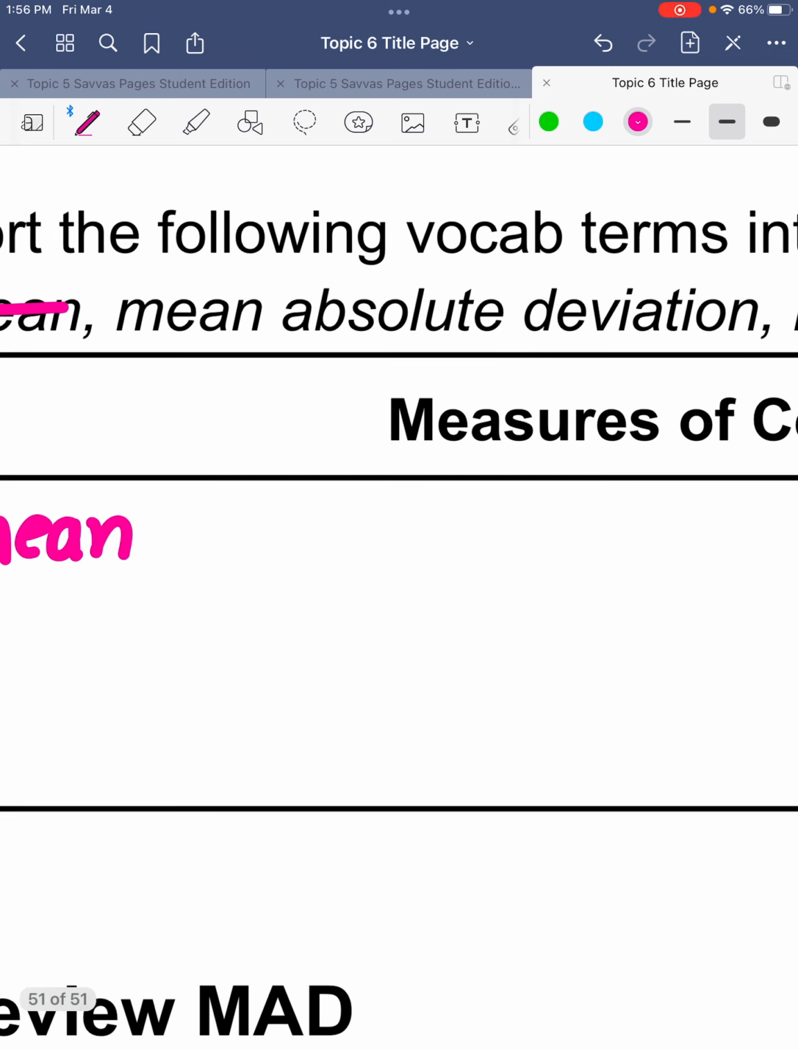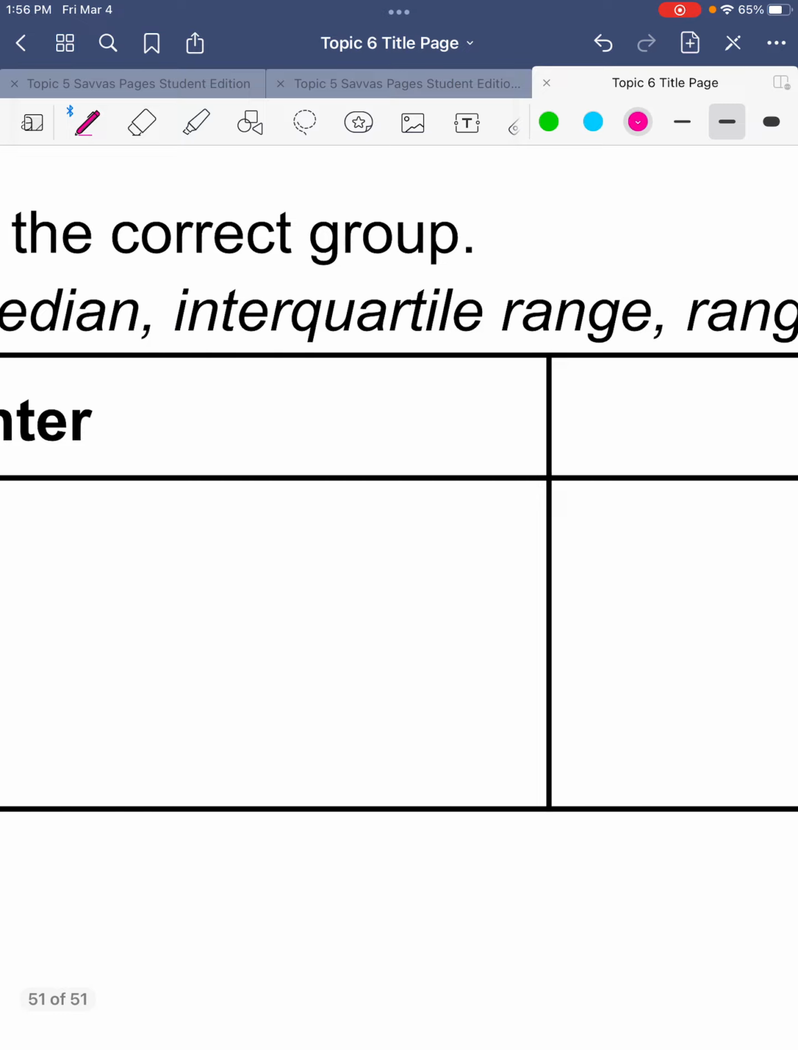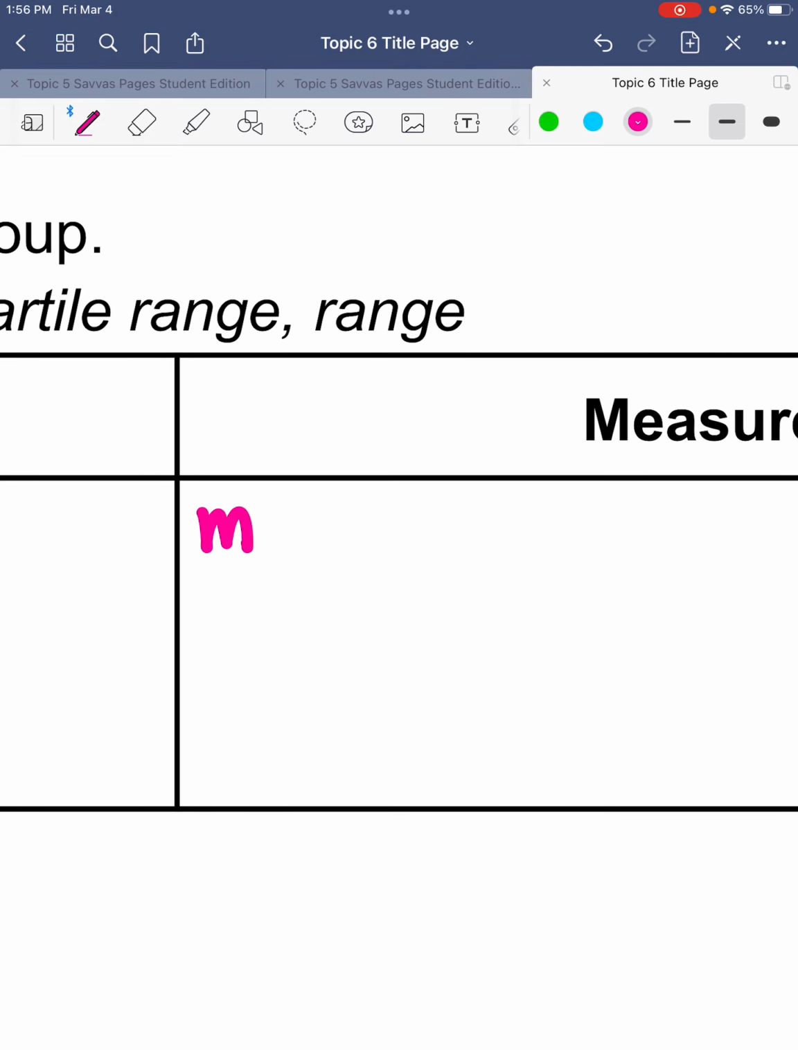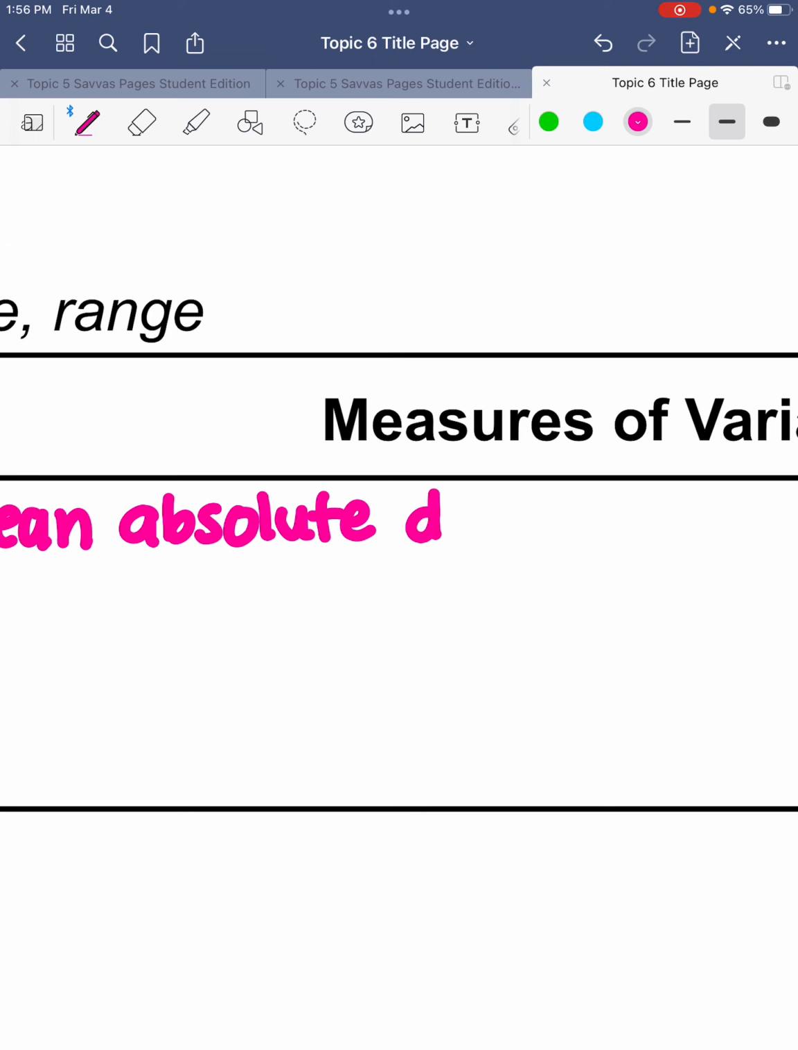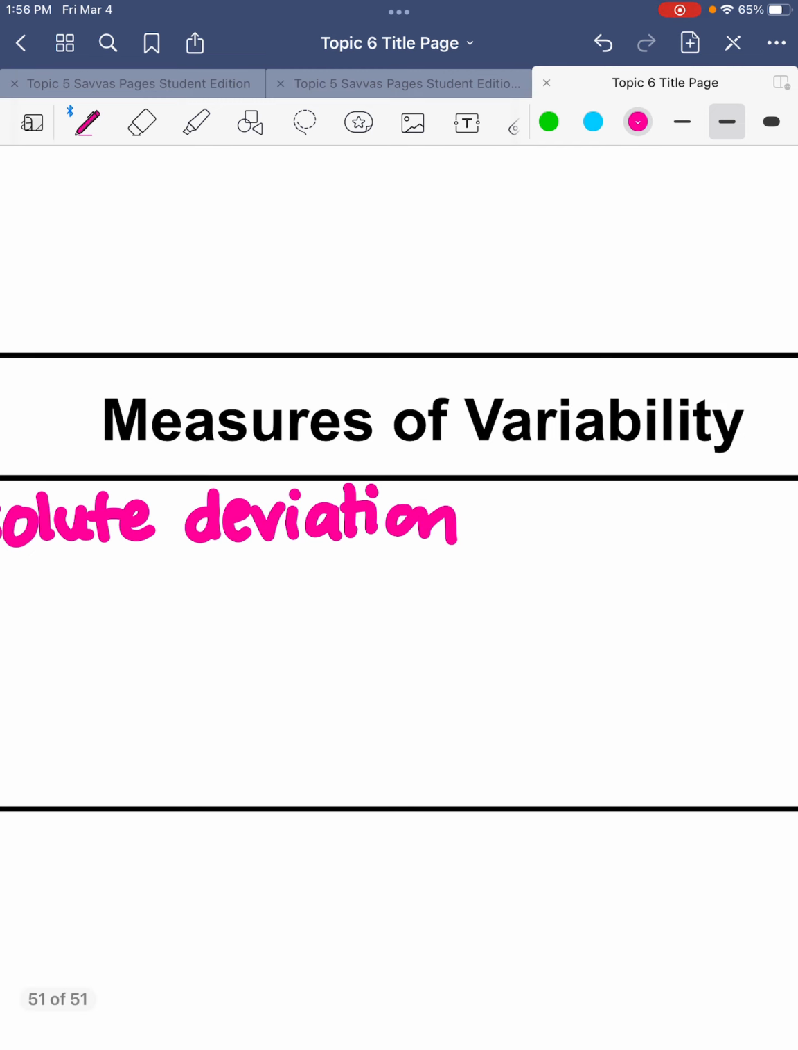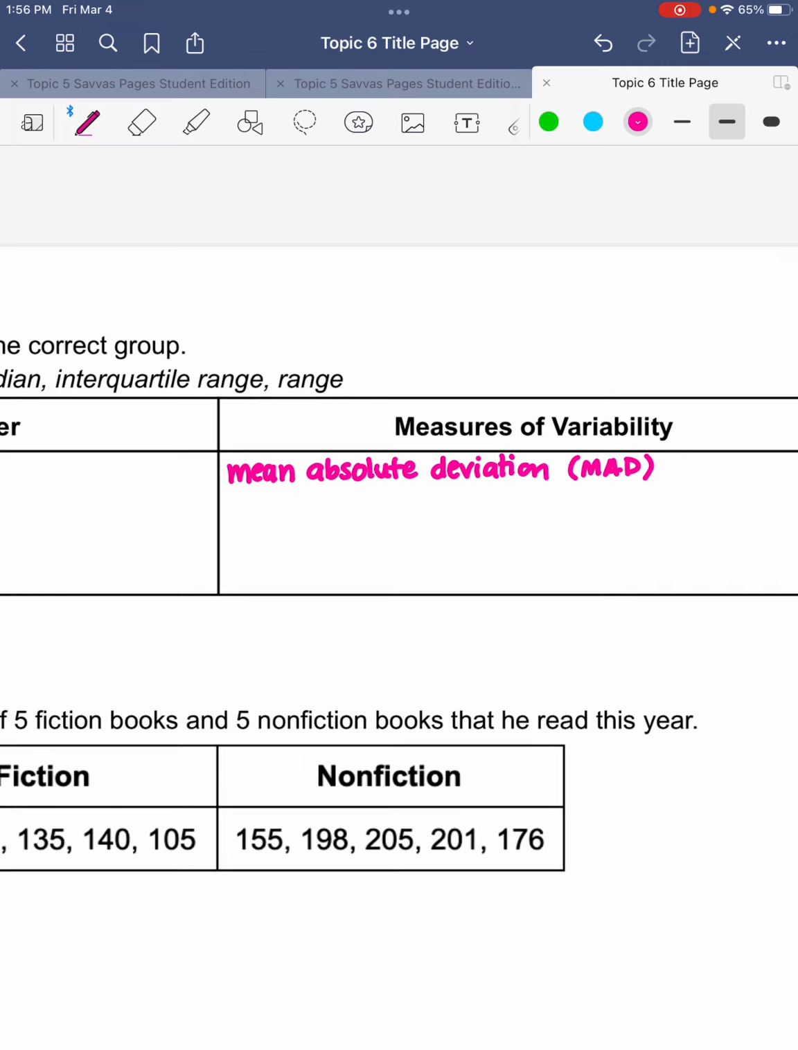Okay, what about mean absolute deviation? We talked a lot about that yesterday. Mean absolute deviation is a measure of variability. It tells you how spread out your data is. So mean absolute deviation, I'm going to put over here. And I'm also going to put the abbreviation next to it. Remember, MAD is the abbreviation, and you will see that abbreviation on your test.